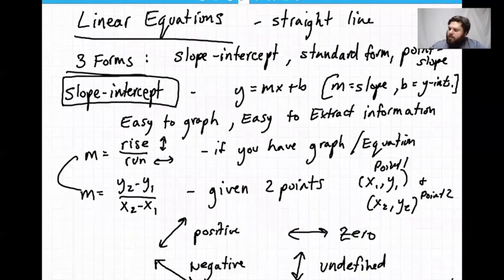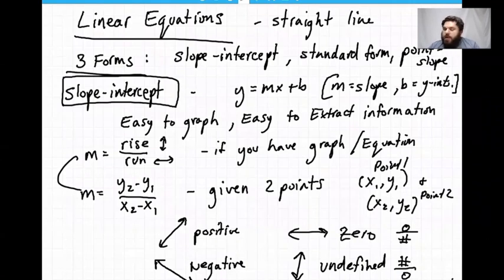Okay, 0 means because there's 0 rise over some number of run, and 0 over a number is 0. Undefined means because there's some number of rise. If you pick 2 points, you can calculate the rise, but there is no run. So we're dividing by 0, and anytime we divide by 0, we say that number is undefined.